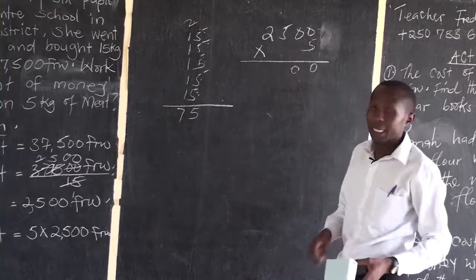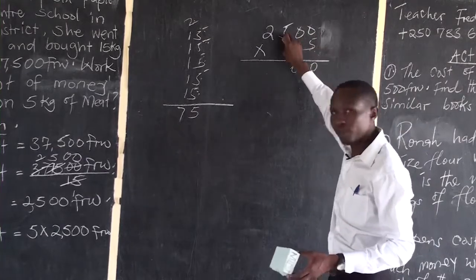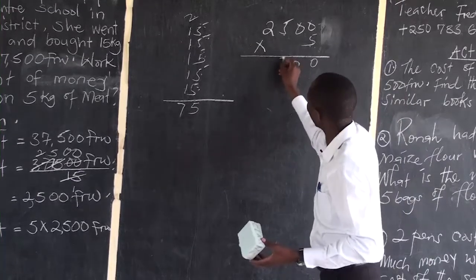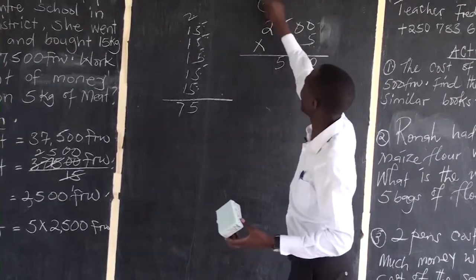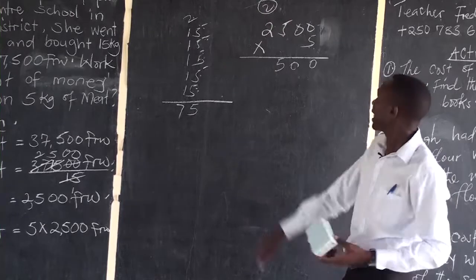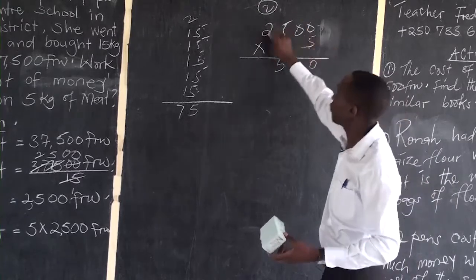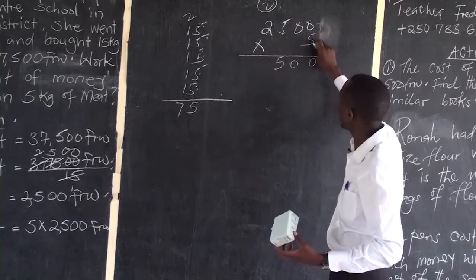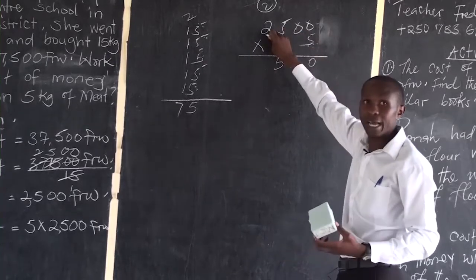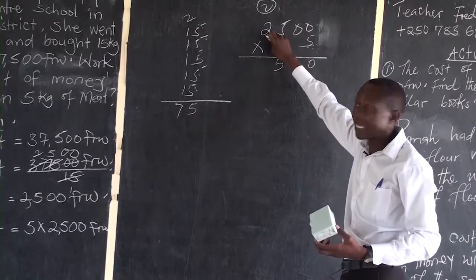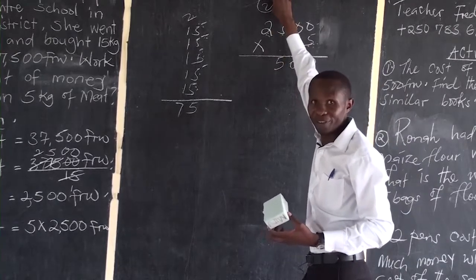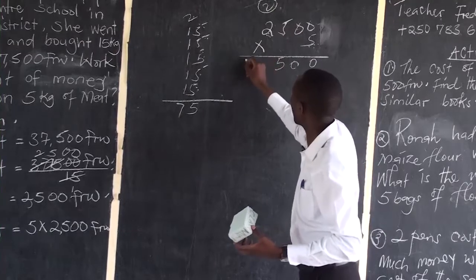5 times 0, 0. Then 5 times 5, it will give us 25. So 25, we shall write 5. We regroup 2 here. Then you get your 5 times 2, not 5. 5 times 2 will give us 10. 10 plus 2 will give us 12. Okay? So I'll come and write here 12.